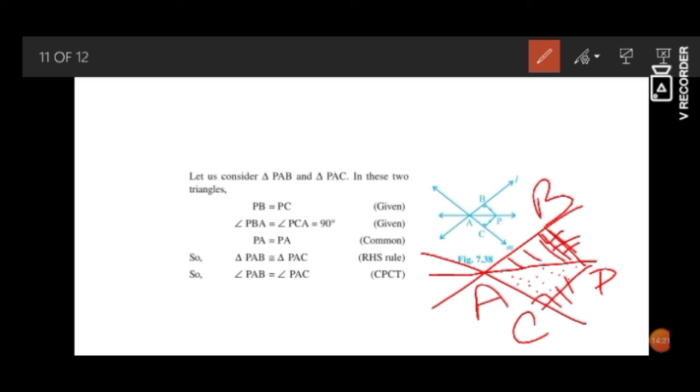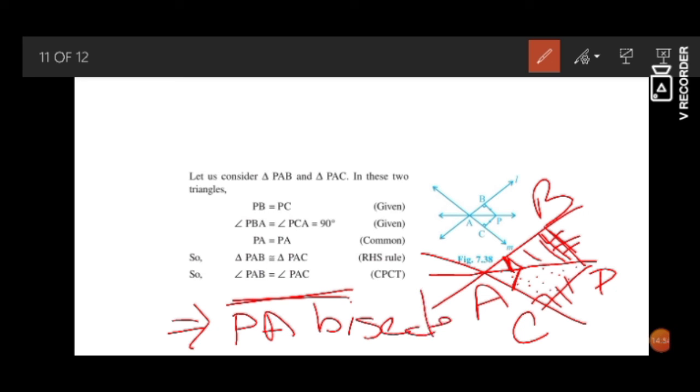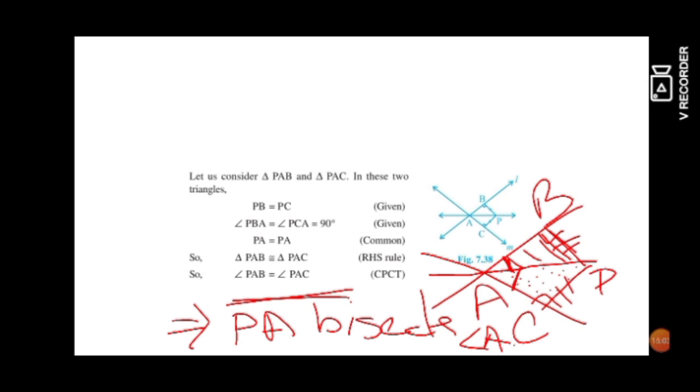So by CPCT we can say angle PAB and angle PAC are equal by corresponding parts of congruent triangles, since triangle PAB is congruent to triangle PAC. So this is also proved. So we can say that PA bisects angle A.